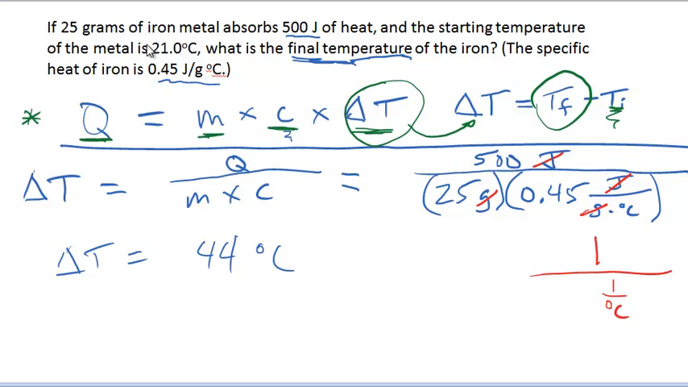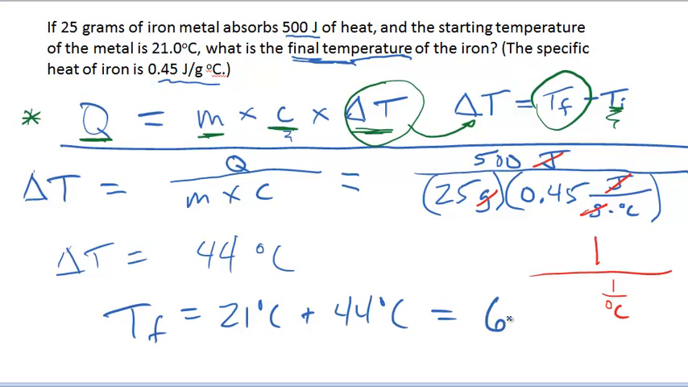So 44 plus 21 is 65 by my math. Okay, so T final equals 21 degrees plus 44 degrees Celsius equals 65 degrees Celsius.